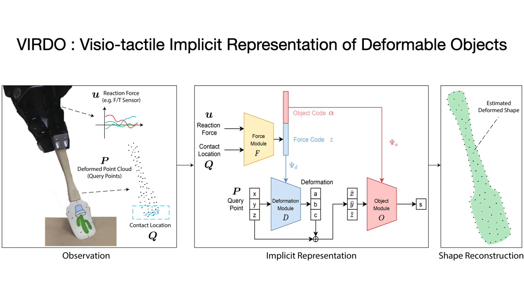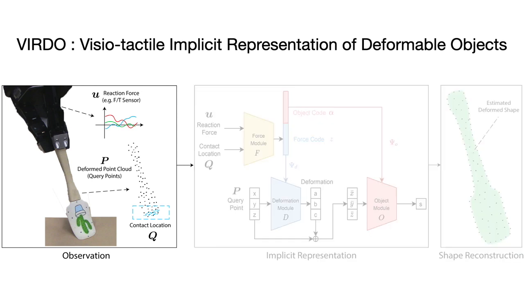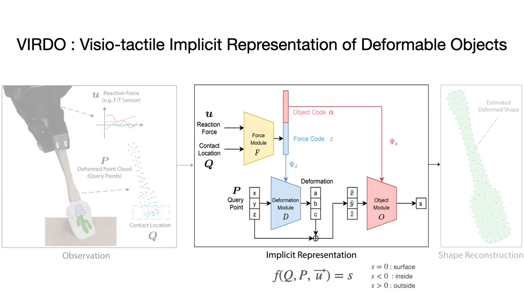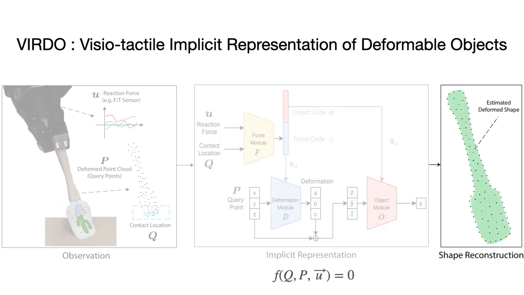Here we present the network details of VIRDO. We assume the object geometry is described by its point cloud P, contact locations are given by Q, and net reaction force is given by U. Then we derive a continuous and implicit representation of deformed object geometry in terms of signed distance function, where the output S is the signed distance from the surface. Deformed object geometry is given by the zero-level set of the implicit function.